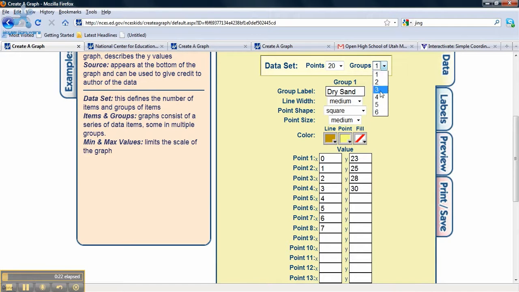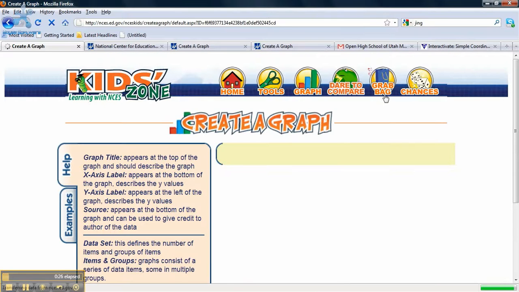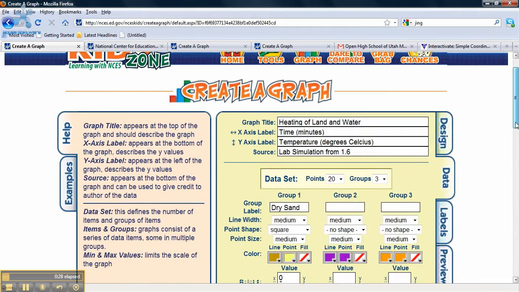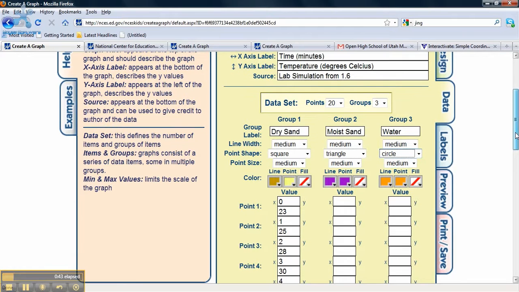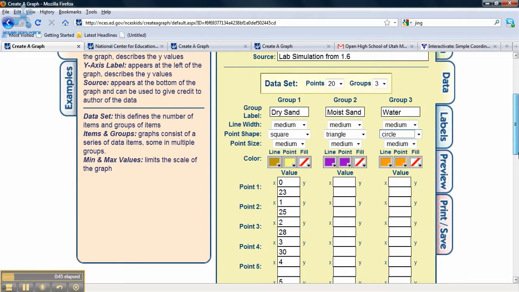So we're gonna add in groups for water and for moist sand. And we're going to label here moist sand and water. And we can choose a triangle for moist sand, and how about a circle for water, and you can pick your colors and then go ahead.